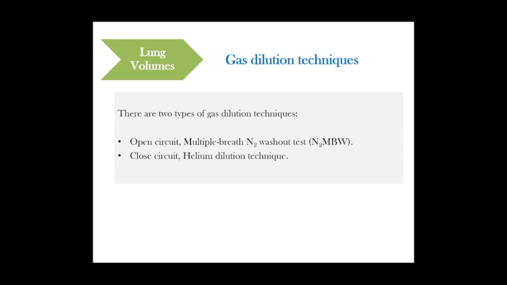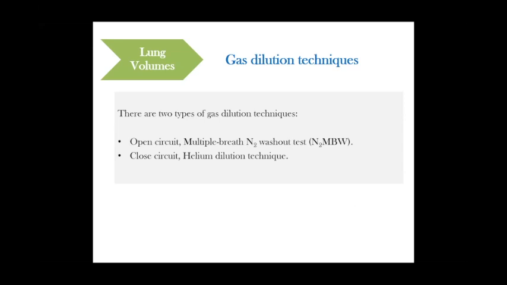Moving into gas dilution techniques as another way to measure lung volumes, there are 2 types. I will not go in depth on these techniques because of the limited time given to us. There are 2 gas dilution techniques. The first is the open circuit multiple breath nitrogen washout, in which we use 100% oxygen and ask the patient to breathe normally.